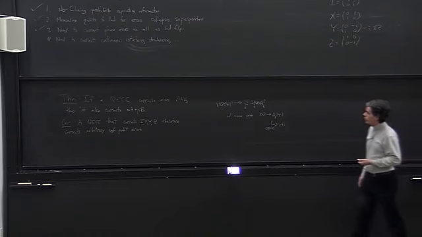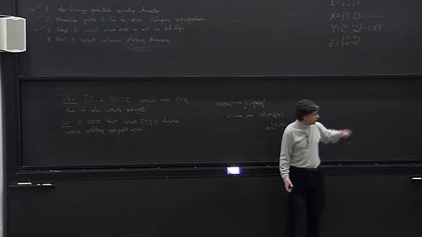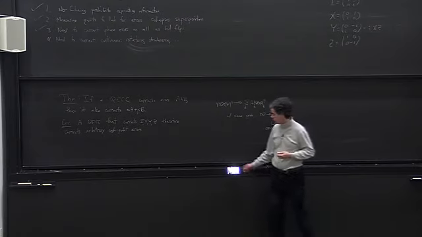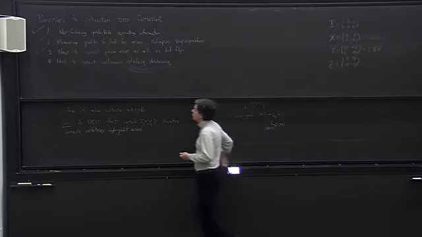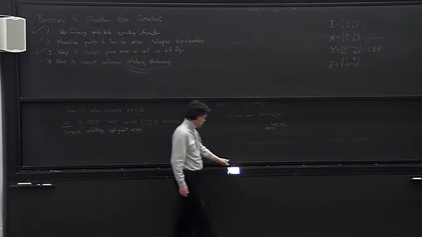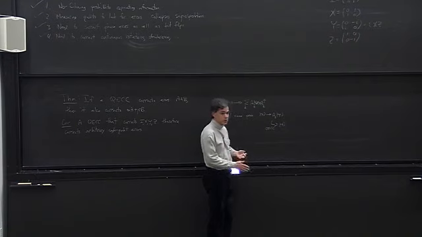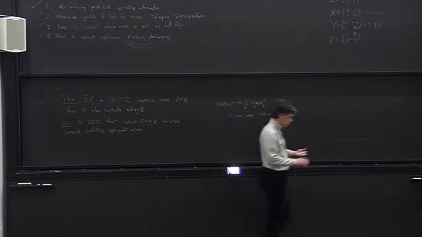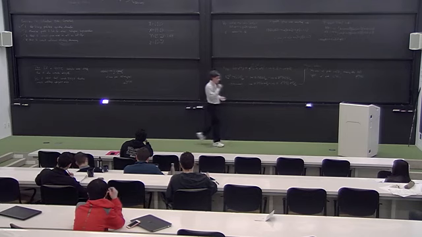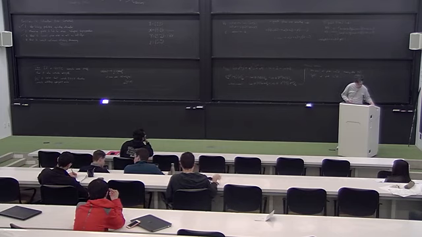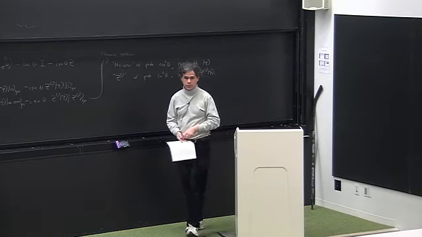OK? And so the upshot is that this 9-qubit code, since it corrects I, X, Y, and Z, corrects arbitrary single qubit errors, which was this problem 4 here. OK? So are there any questions on that?